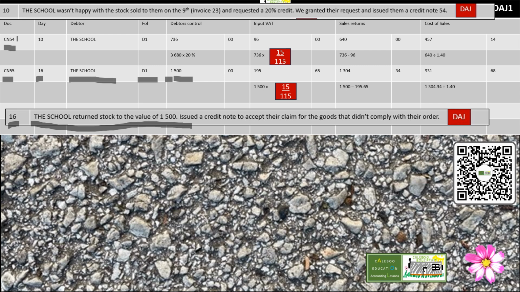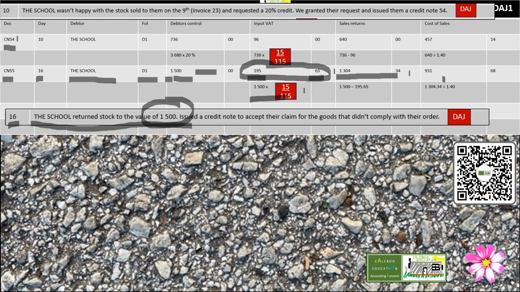And once again, the input VAT amount is the full amount including VAT of the credit multiplied by 15 over 115, which is equal to 195.65. What is the sales returns amount excluding VAT? It's the inclusive amount minus the VAT amount. That gives you 1304.34.